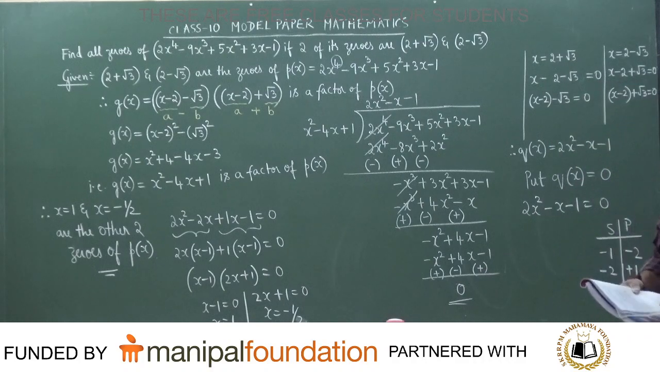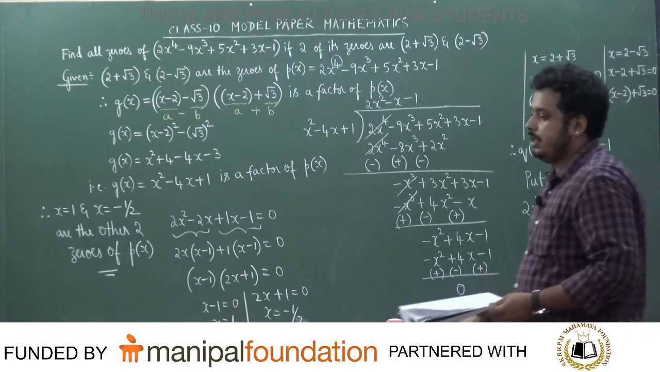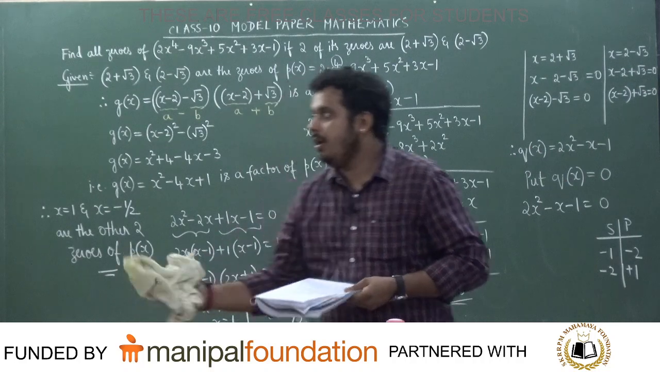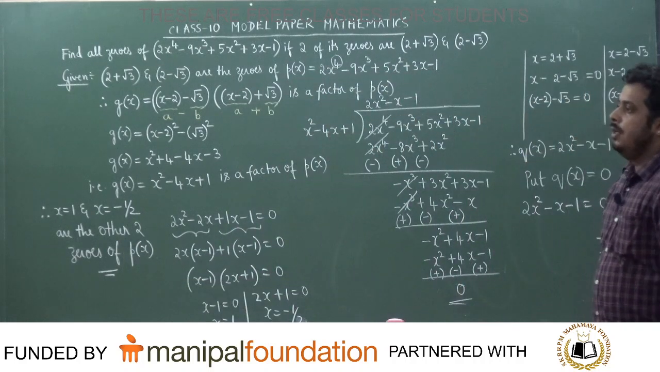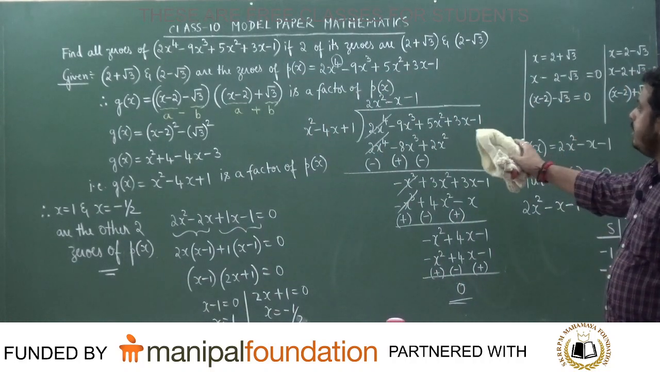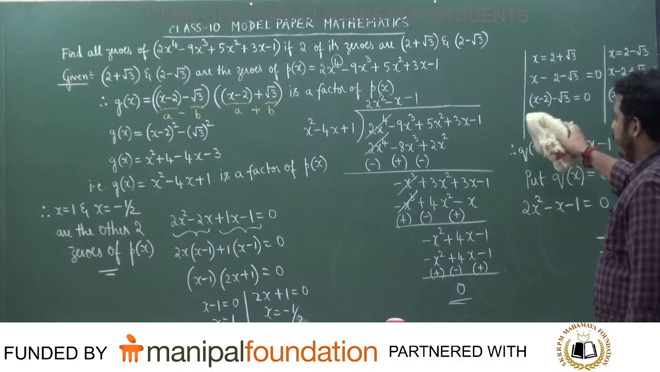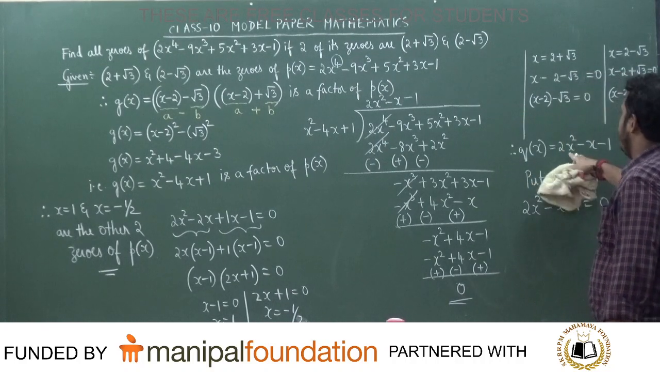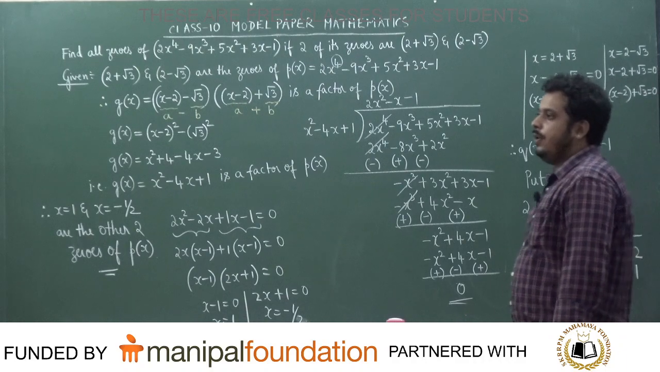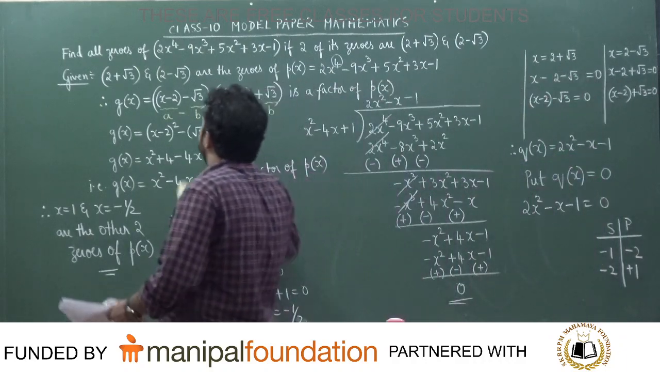Do you follow? This type of questions will definitely be asked in the exam. Everybody should be 100% knowing this. First, you have to see the factors, then take the long division. You will get a quotient polynomial. Quotient polynomial is a quadratic polynomial, which will give you the remaining two zeros. That's all. Next question.